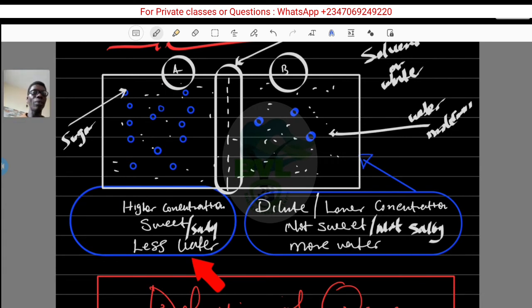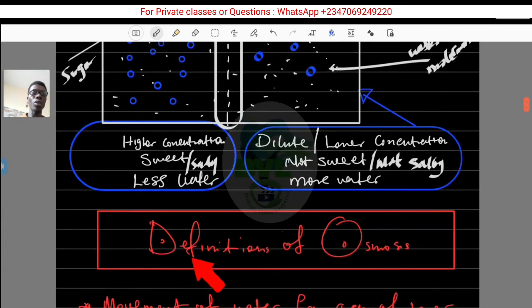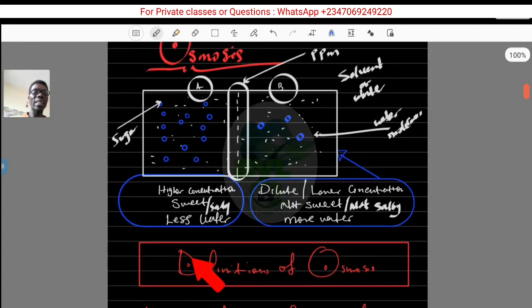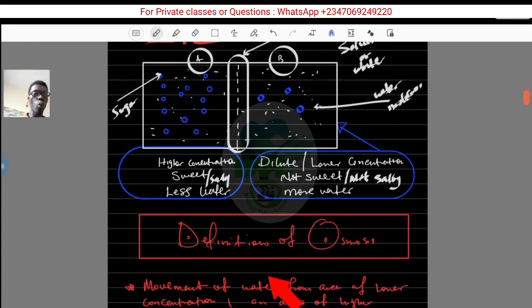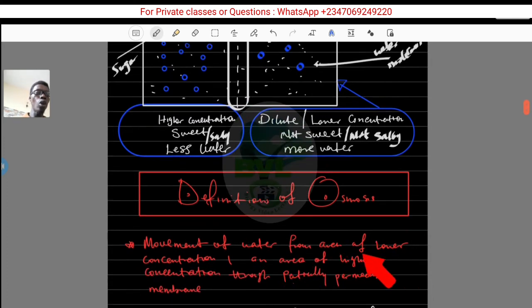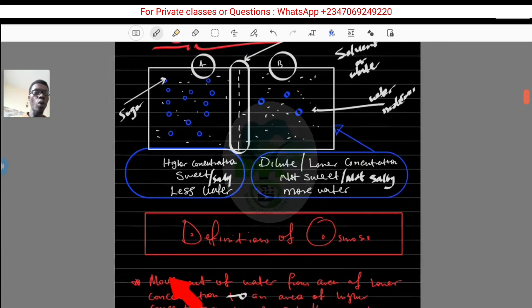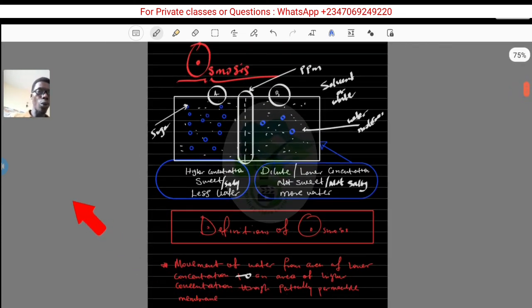So let's dive into the real definitions of osmosis. We can say osmosis is the movement of water from an area of lower concentration to an area of higher concentration through a partially permeable membrane. Now, what do I mean? Looking at this, region A and B, which one has lower concentration? Obviously, it is B. To an area of higher concentration.